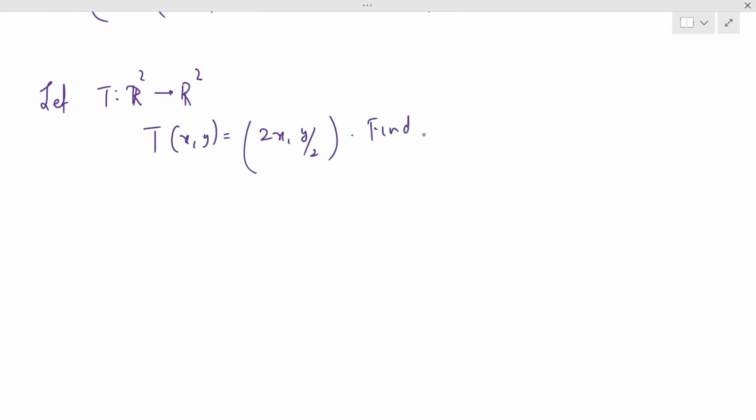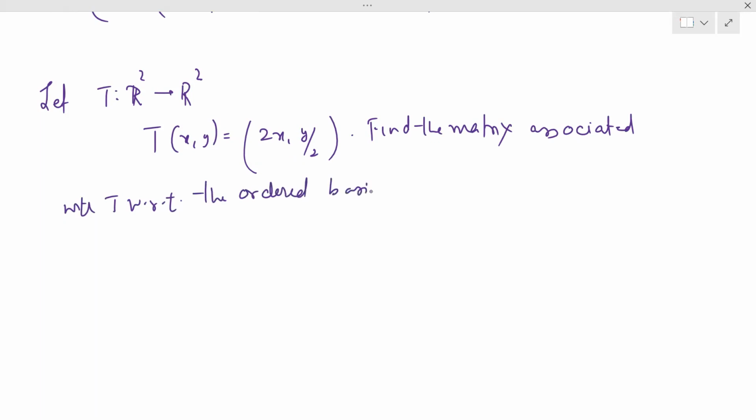So let's say I'm giving you one question, and then things will work for you. Let us define a transformation from R square to R square, a simple question. Let's say the transformation is given by T(x, y) equals (2x, y/2). We want to find the matrix associated with T with respect to the ordered basis.